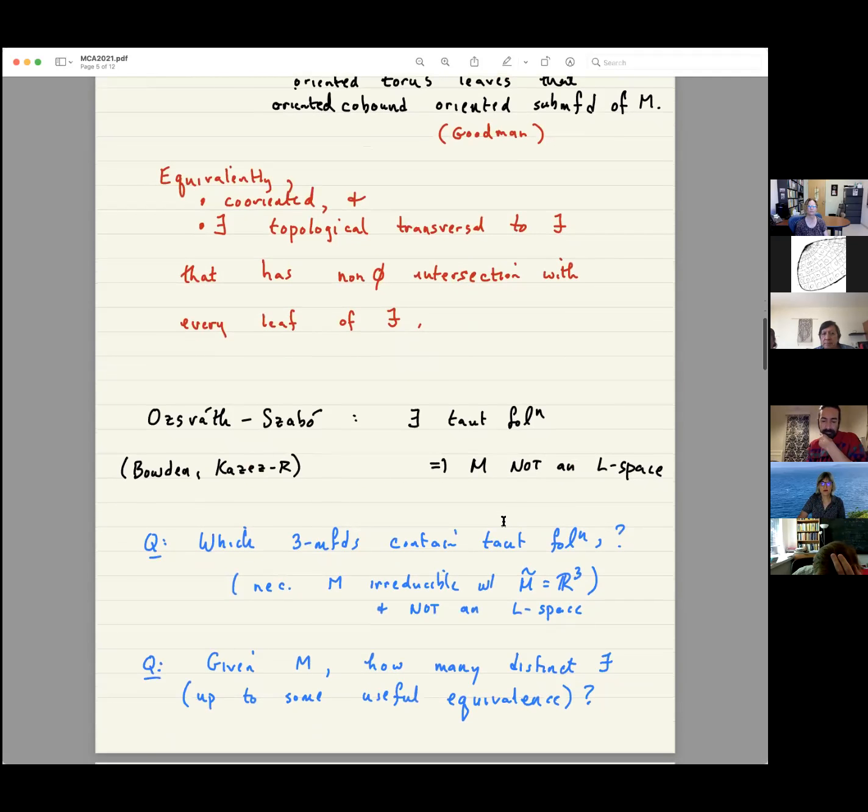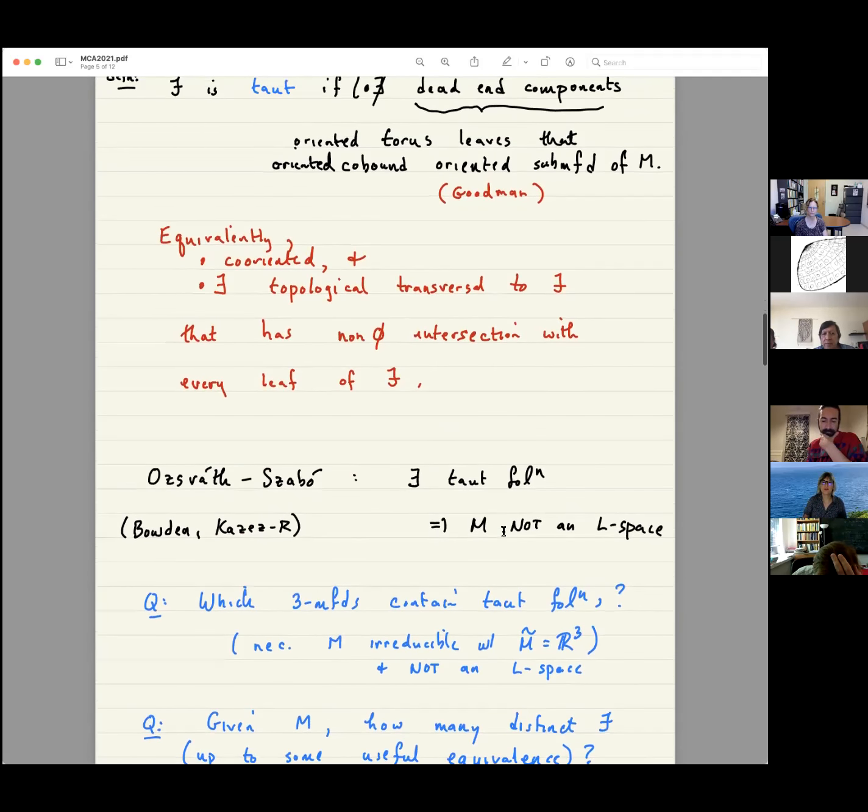And a natural question is to say, well, which three manifolds contain taut foliations? And classical results tell us, well, if we have a taut foliation, we're irreducible. Any S2 in the manifold bounds a 3-ball, and the universal cover is R3. And more recently, Ozsváth and Szabó tell us that, well, in this case, we're not an L-space.